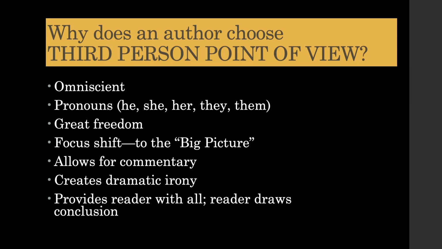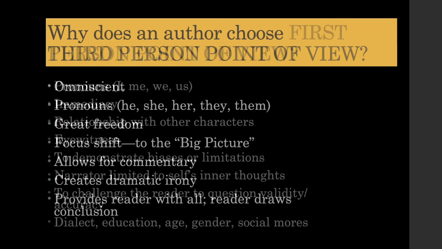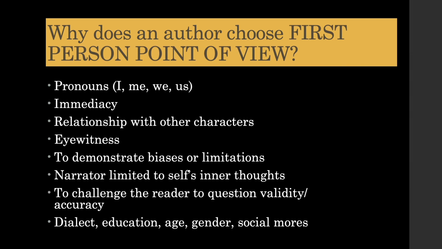In third person, the narrator knows everything and tells the reader what the main characters are thinking and doing. The author uses the third-person pronouns such as he, she, and they, as well as the characters' names to tell the story. First-person point of view is where the author tells the story from the main character's point of view. The author uses the first-person pronouns such as I and me to tell the story.